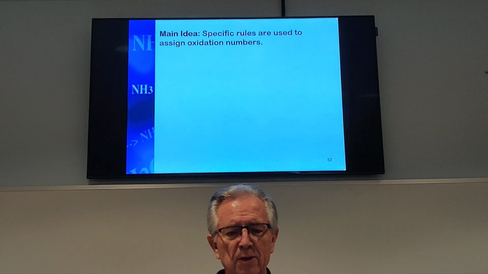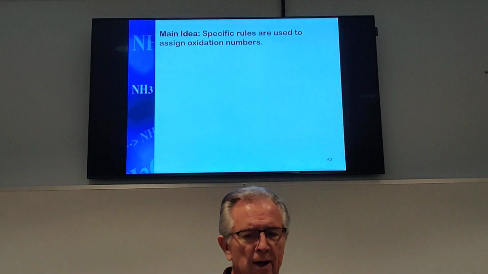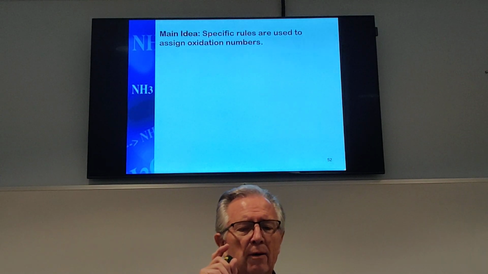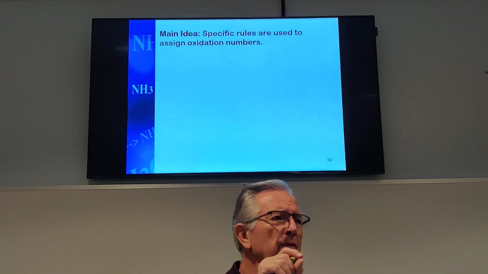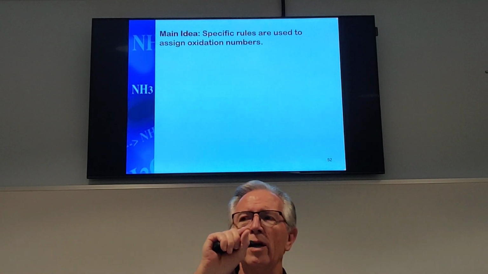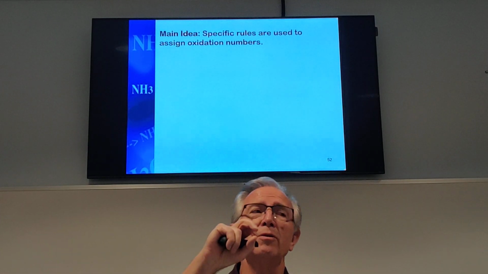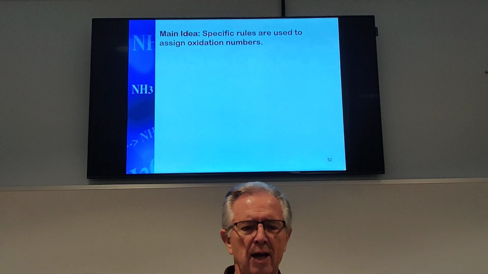Okay, first of all, specific rules are used to assign oxidation numbers. So we have some rules that we follow. And by the way, with oxidation numbers we are not giving the total charge. We're talking about basically the charge on each atom. That's why we use the word oxidation number for the charge on each atom.